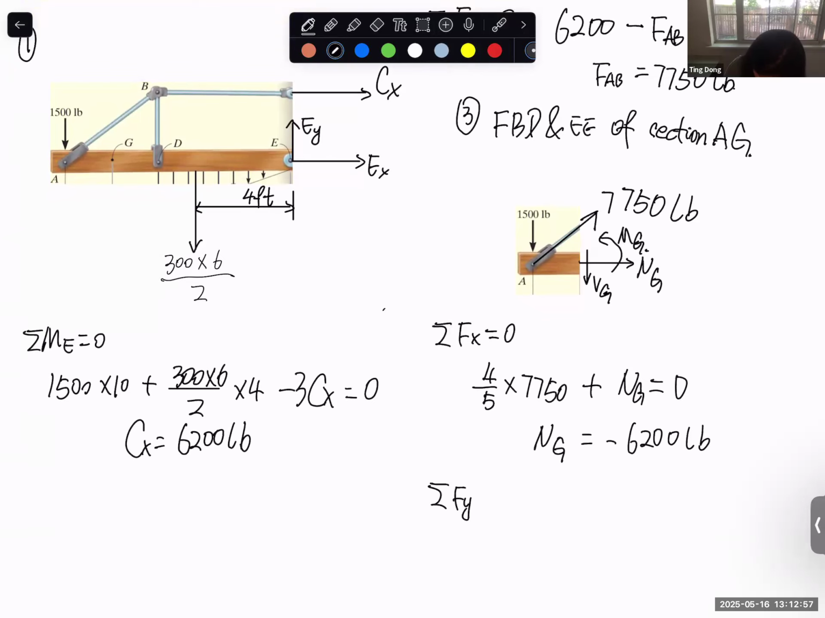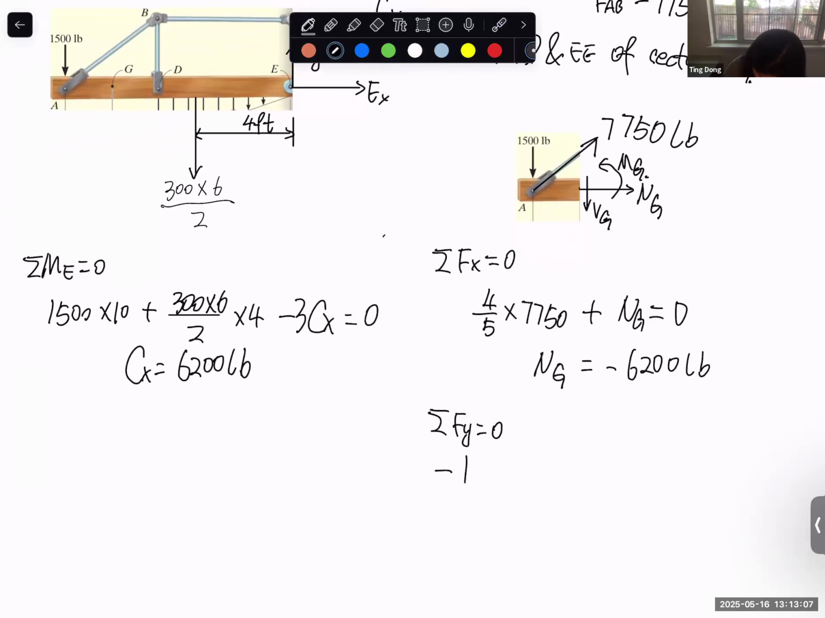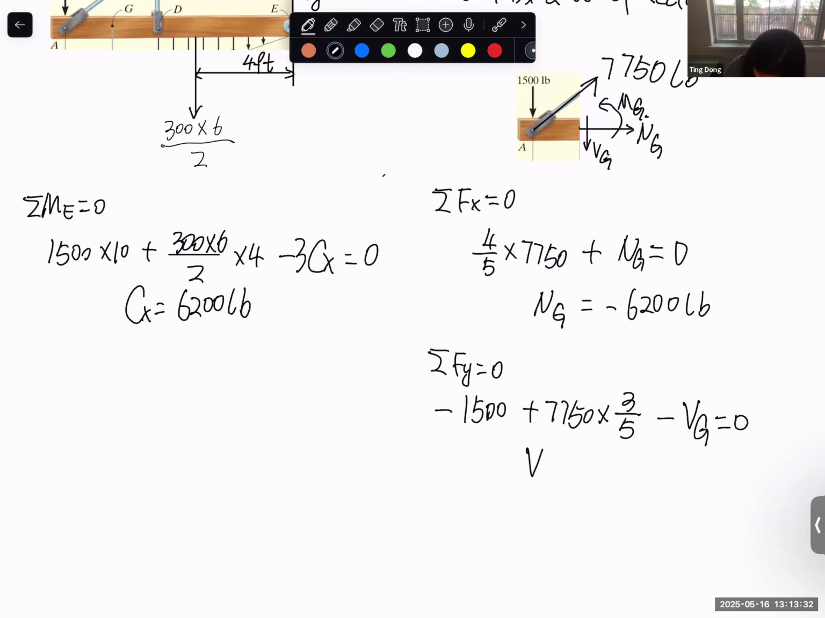Sum of force in the y direction equal to 0. We have the y component of this one, and then we have the Vg: negative 15 since it's downward. This component is upward, the y component upward, so plus the y component we multiply by 3, 5. Vg downward. Everything follows the coordinates.